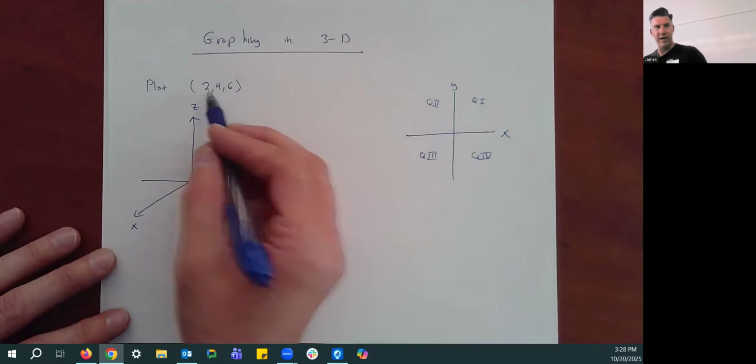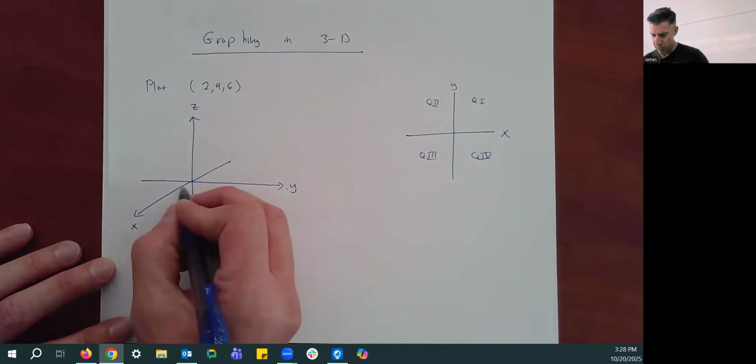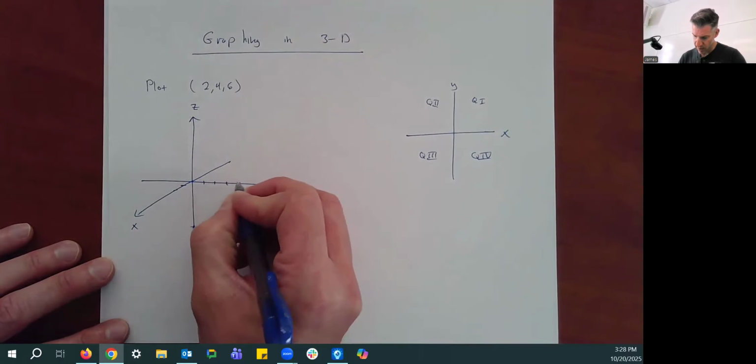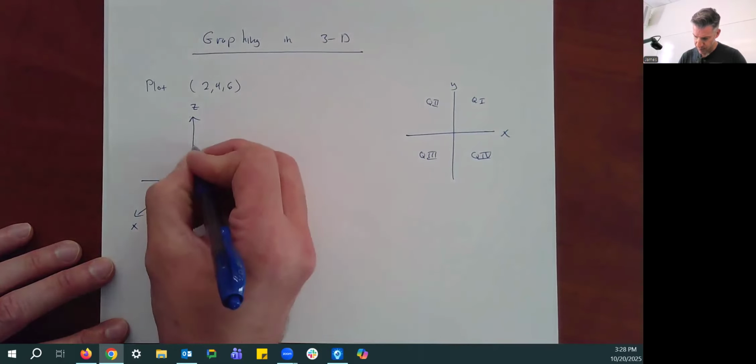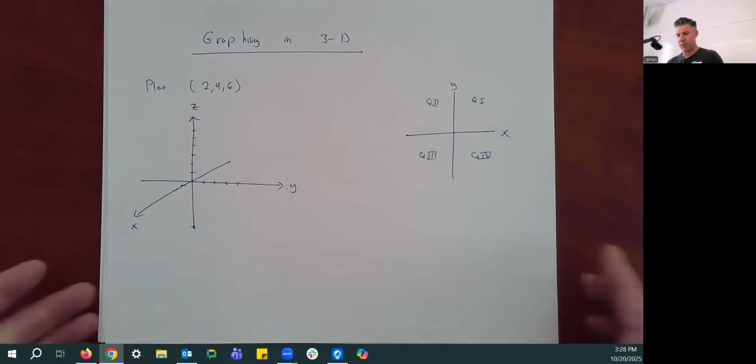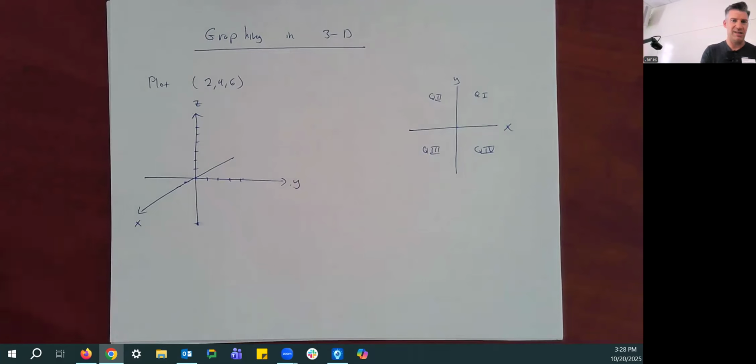So if I want to plot this point, I need to go 2 in the x direction, 4 in the y direction, and 6 in the z direction. Which is kind of terrible. And plotting points in 3 dimensions is, to be honest, kind of awful. But we can do it. It just requires a lot more work than in 2 dimensions.